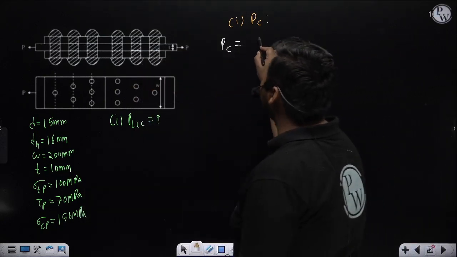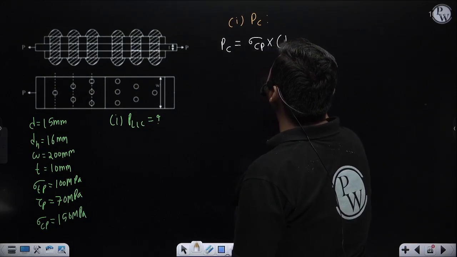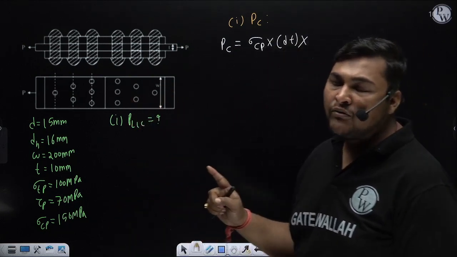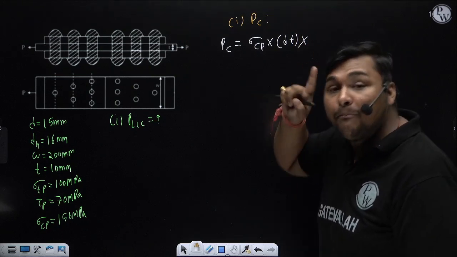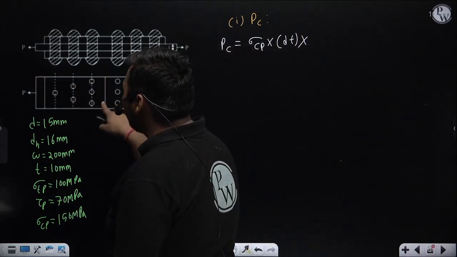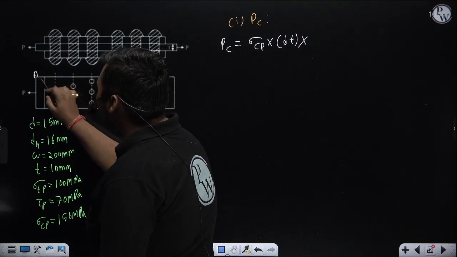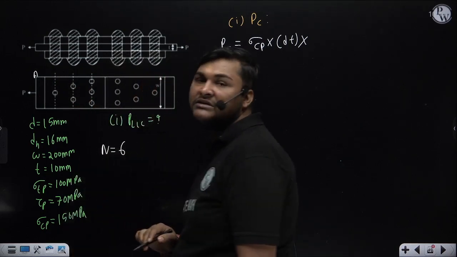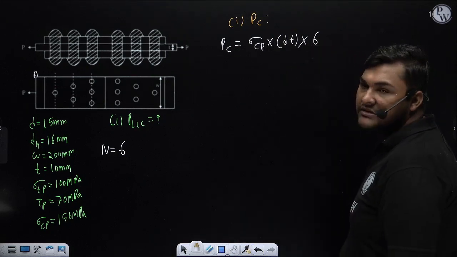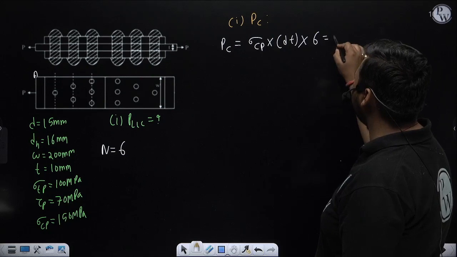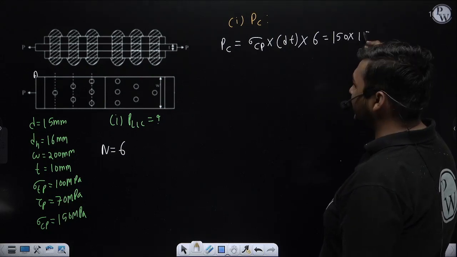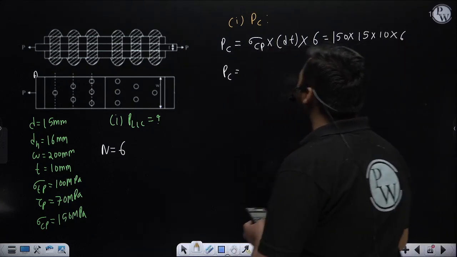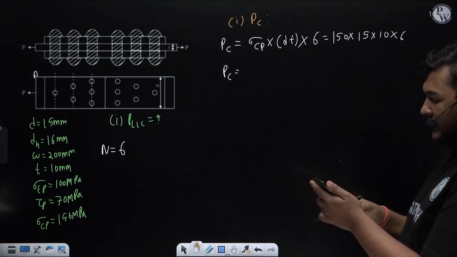First we will equate sigma C with sigma CP into crushing area of one rivet, it will be DT. Now crushing failure will occur when crushing of all rivets is occurring per plate, so we will multiply this with number of rivets per plate, and here you can see number of rivets per plate, whether you are taking plate A or plate B. Suppose this is plate A, and in plate A number of rivets are 1, 2, 3, 4, 5, 6, so total number of rivets per plate, that is capital N, is 6. So we'll multiply this with number of rivets per plate, that is 6. Now sigma CP permissible crushing stress is 150, into D diameter of rivet is 15, into T thickness of plate is 10, you can check, into 6. So we'll get the value of crushing load carrying capacity, and it is coming 150 into 15 into 10 into 6.